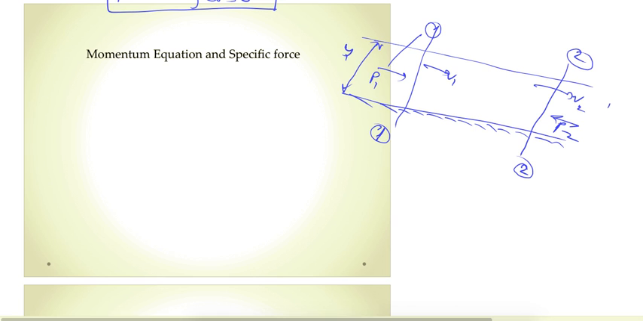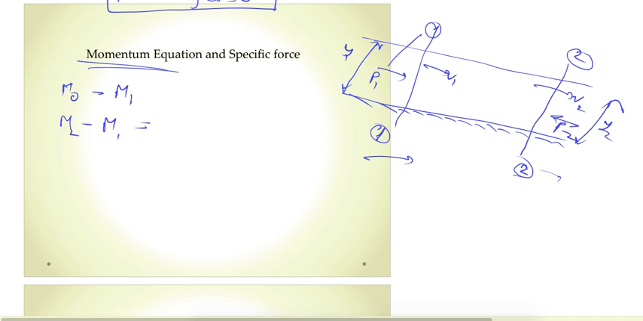If these are two sections, and there is some pressure P1, P2, velocities V1, V2, and the depth is Y1 here, Y2 here. So the momentum equation states, from Newton's second law of motion, that the rate of change of momentum is equal to the resultant of all the external forces acting on the body. So the rate of change of momentum, as in momentum out minus momentum in, from here momentum out is M2 minus momentum in is M1, is equal to the sum of all the external forces.